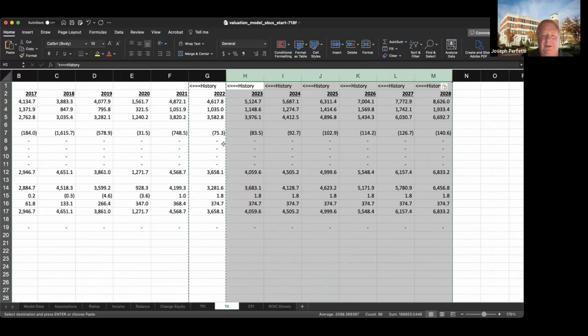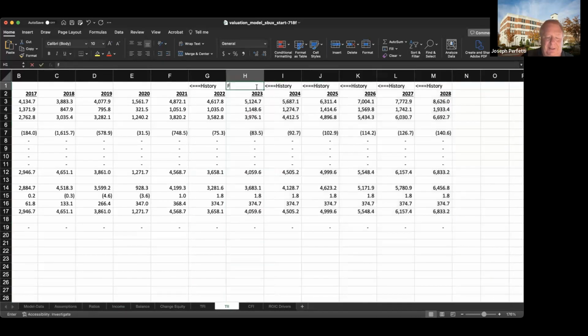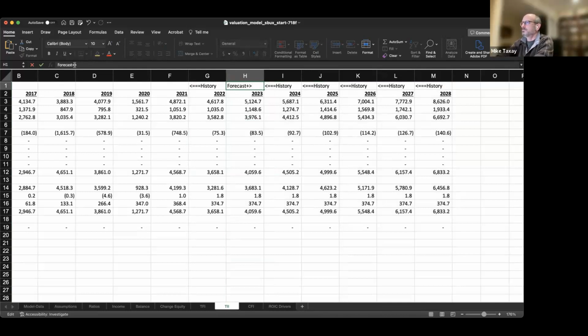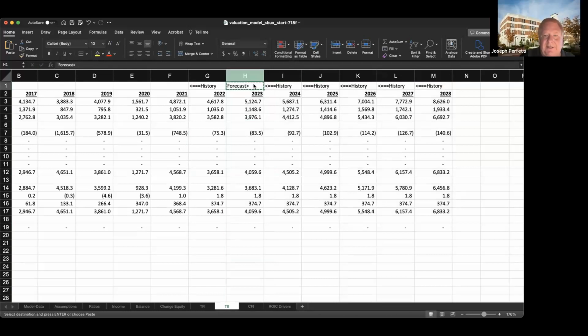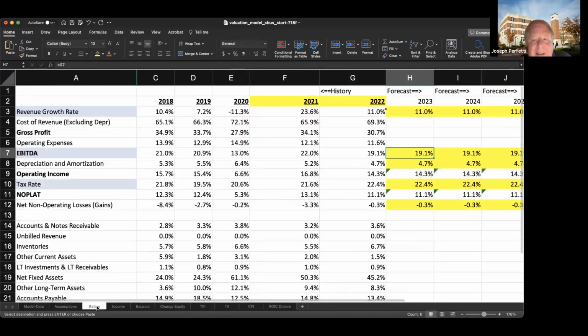The only difference is starting in 2023. This is no longer history. This is now part of the forecast. So I now have 6 forecasted income statements and 6 forecasted TIIs for Starbucks, assuming these ratios come true. And I'm going to save this because I don't want it to crash.